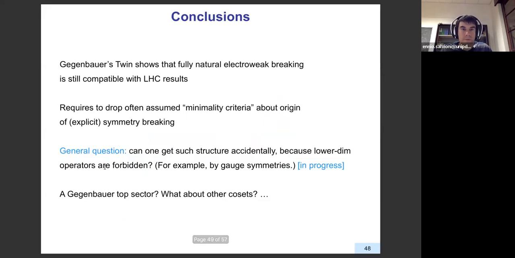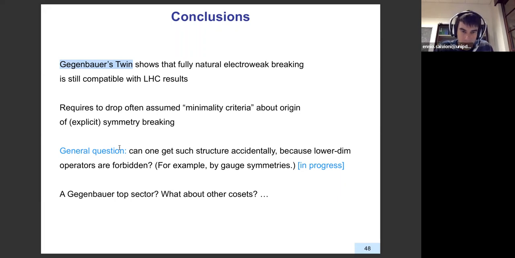And okay, so that's the end of it. This version, the Gegenbauer twin, shows that at least in principle we can still get natural electroweak breaking. But one thing that one has to do throughout is to drop some assumptions, and in particular the assumption that explicit breaking should come in minimal or small representations is one of them, which is important.